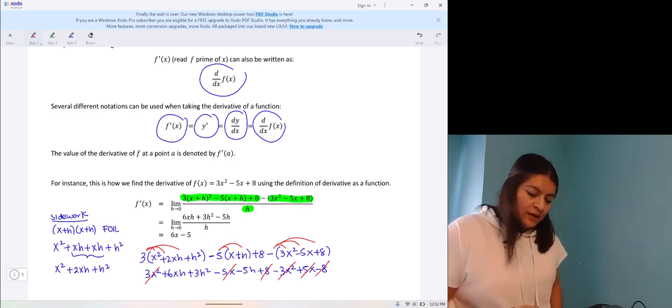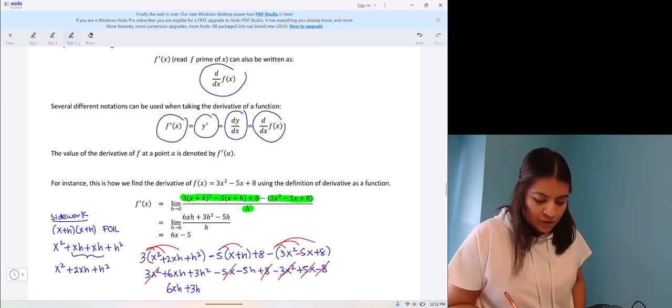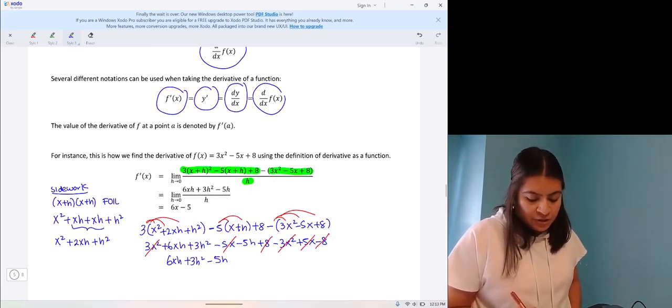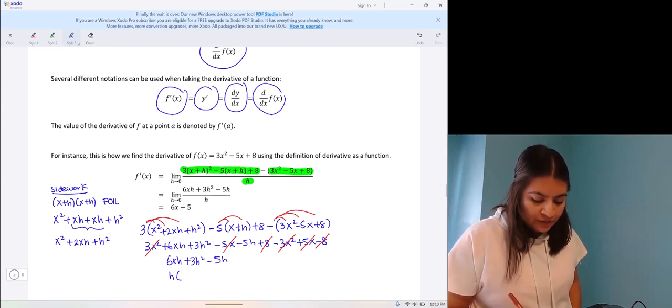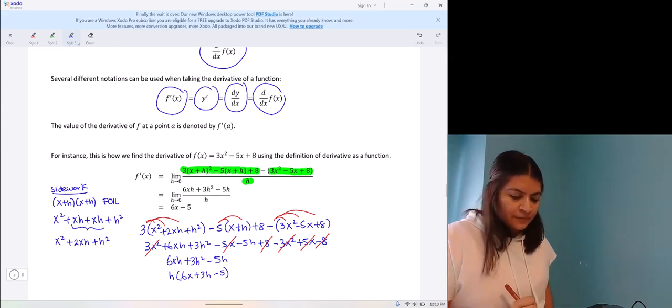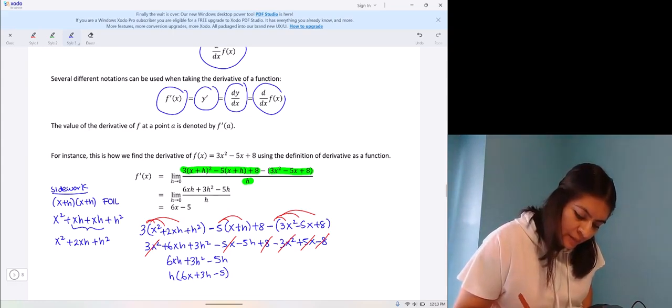And so notice how we are left with 6xh plus 3h squared minus 5h. Each of the terms have an h in common, so you can factor it out. And so we have 6x plus 3h minus 5 inside the parentheses. And so that is what is happening over here in the second step.